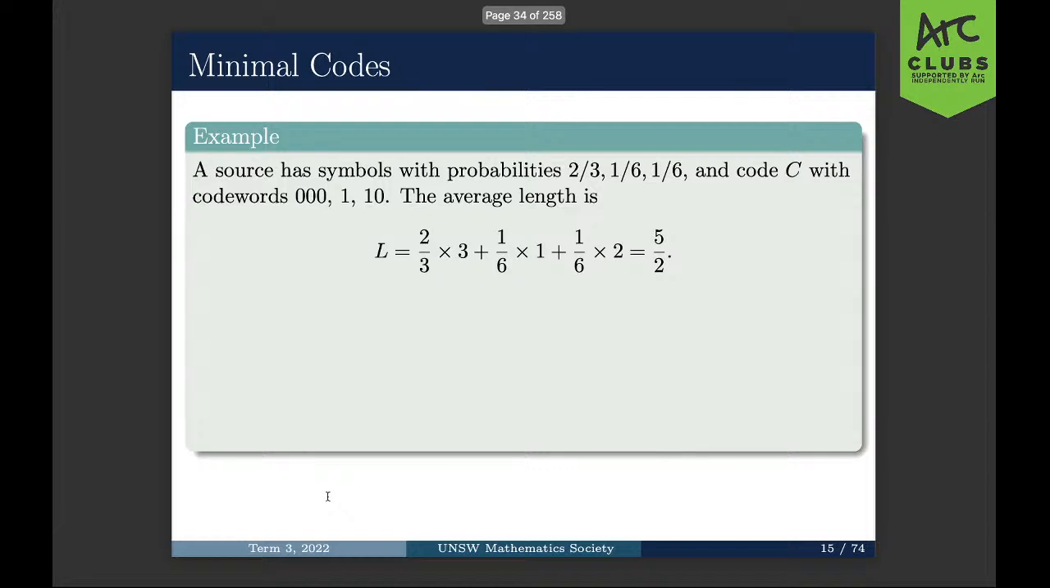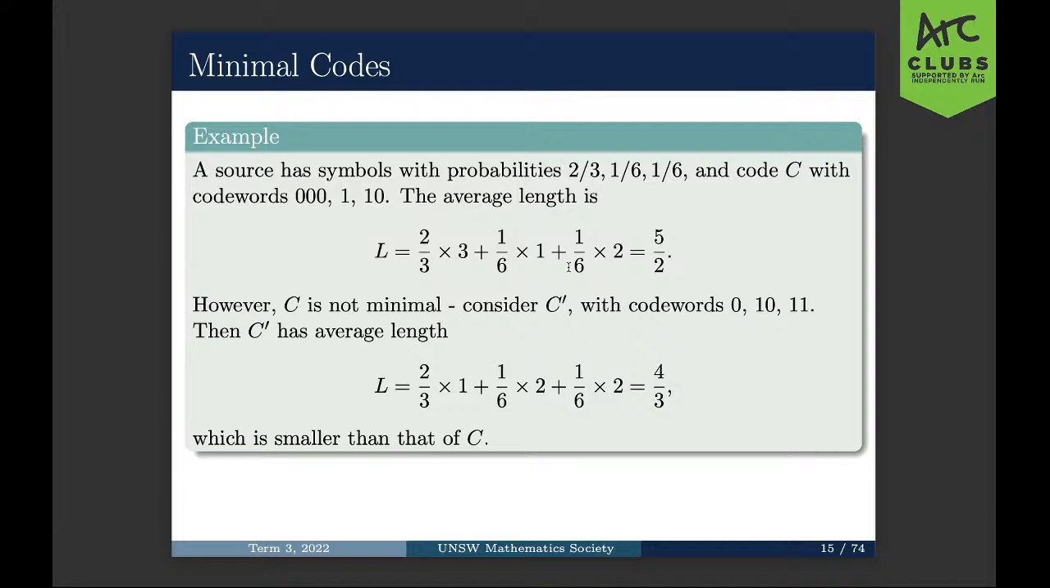So yeah, here's an example. Let's say we have a source with symbol probabilities 2/3, 1/6, and 1/6, and suppose that the code words are 000, 1, and 10 respectively. If that's the case, then the average length is going to be 2/3 times the length of its code word, which is 3, plus 1/6 times 1, because the second one is length 1, and similarly plus 1/6 times 2. That gives you 5/2 on average.